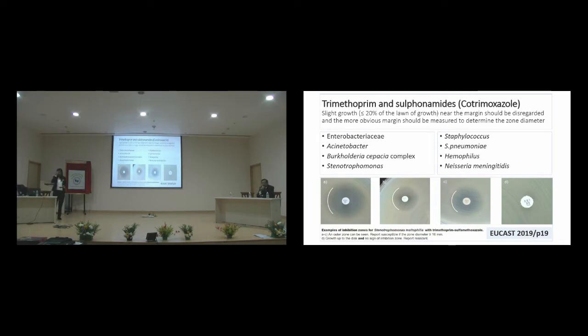There are many things which do not have very clear-cut explanations of why organisms behave like this with certain antibiotics. This is a phenomenon where, in the sulfonamide group of drugs, this type of trailing zone border is seen. They have tried to correlate it clinically with the level of antibiotic achieved and the outcome. They found that if we take the zone at the 20% margin, it correlates best with the therapeutic outcome.